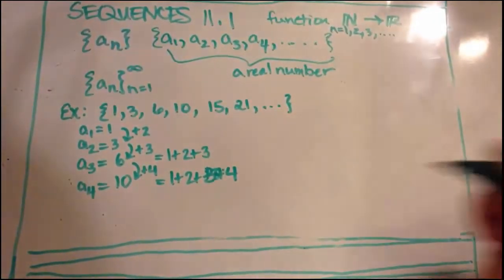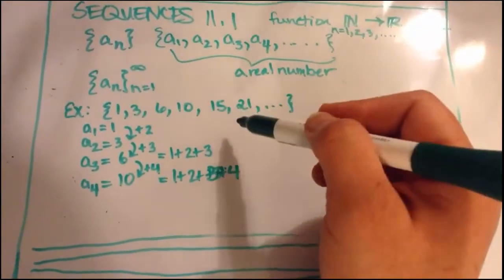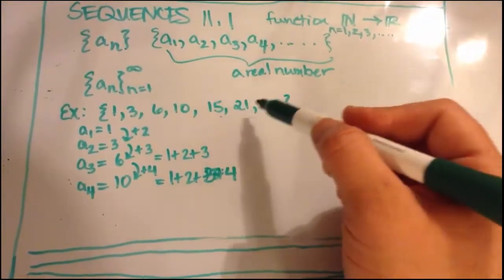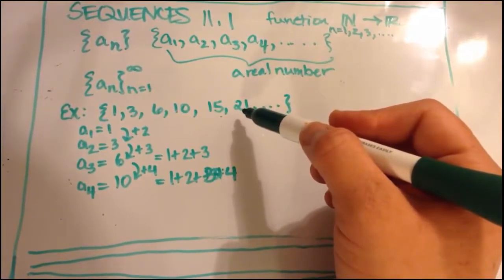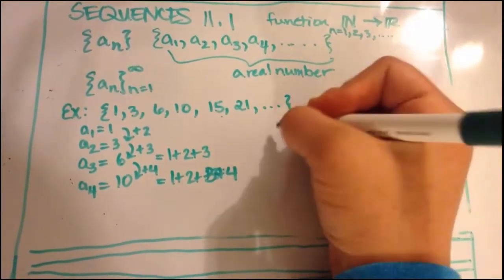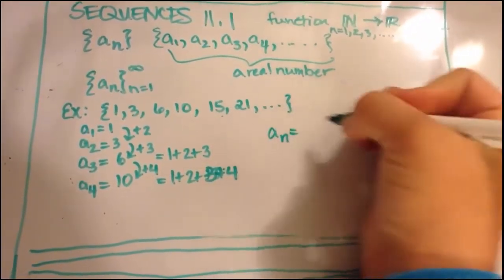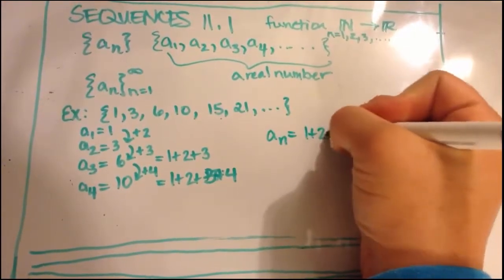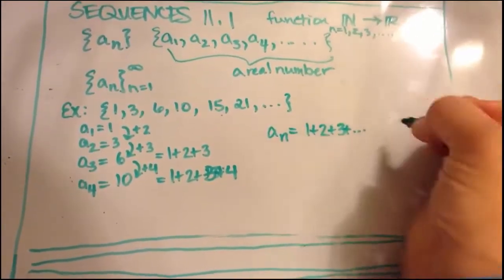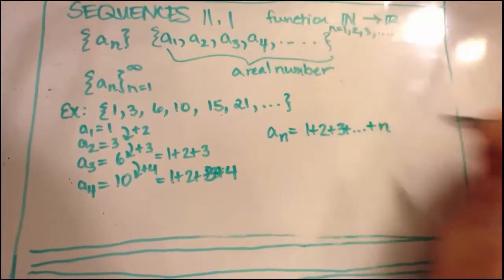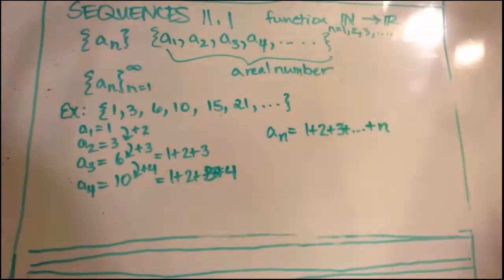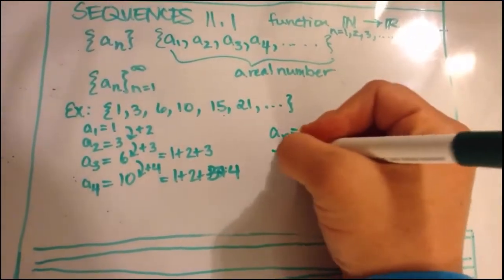The next term was 10, and notice to get to 10, I added 4. So this is the sum of 1, 2, 3, and 4, and so on and so forth. So 15 represents the sum of the first 5 numbers, 21 is the sum of the first 6 numbers, and so on forever. So the nth term in this sequence will be 1 plus 2 plus 3 plus every natural number up until n. And this sequence is often called the triangular numbers.